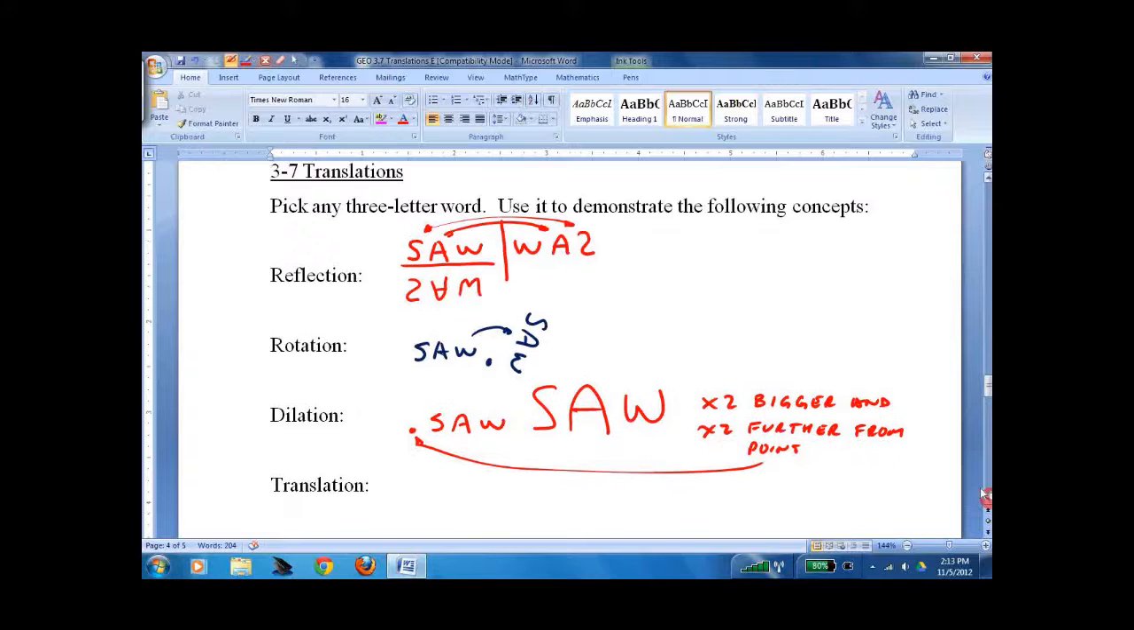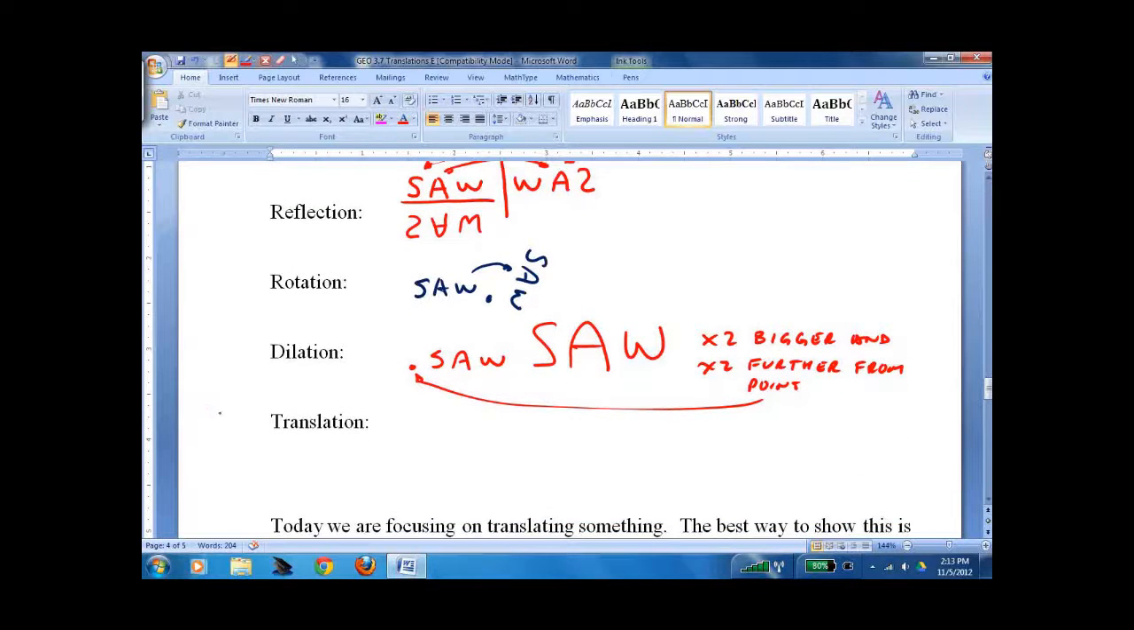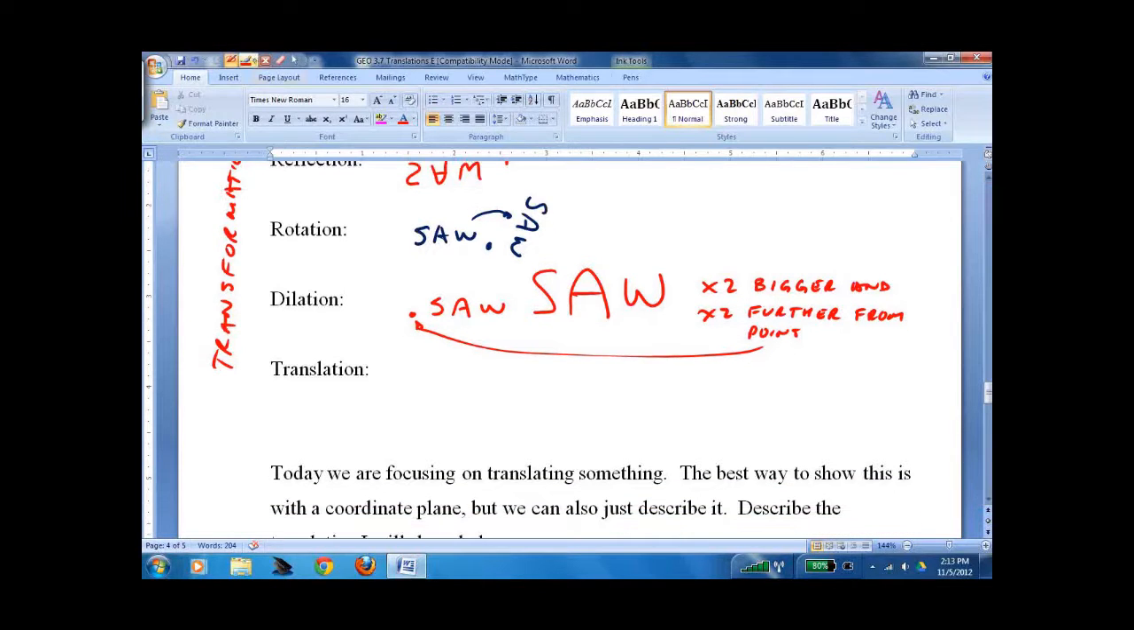So those are what we call transformations. All of these are transformations. We can take points and move them around. We take words and letters and shapes. That's how they make all the Pixar movies. They transform points and move them around. And the one we're doing today, a translation.